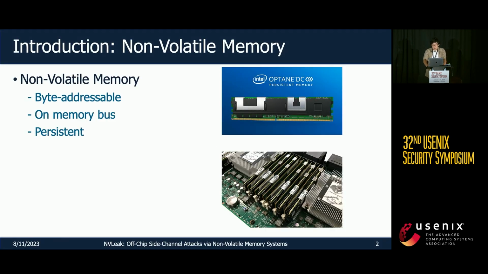Non-volatile memory is a new type of memory that works like a traditional DRAM. It is byte addressable and sits on the memory bus. But its data is also persistent, so a system reboot will not cause data loss in the non-volatile memory. Since it looks like a DRAM, we would expect its hardware design to be similar to DRAM. But in fact, it's more complicated.